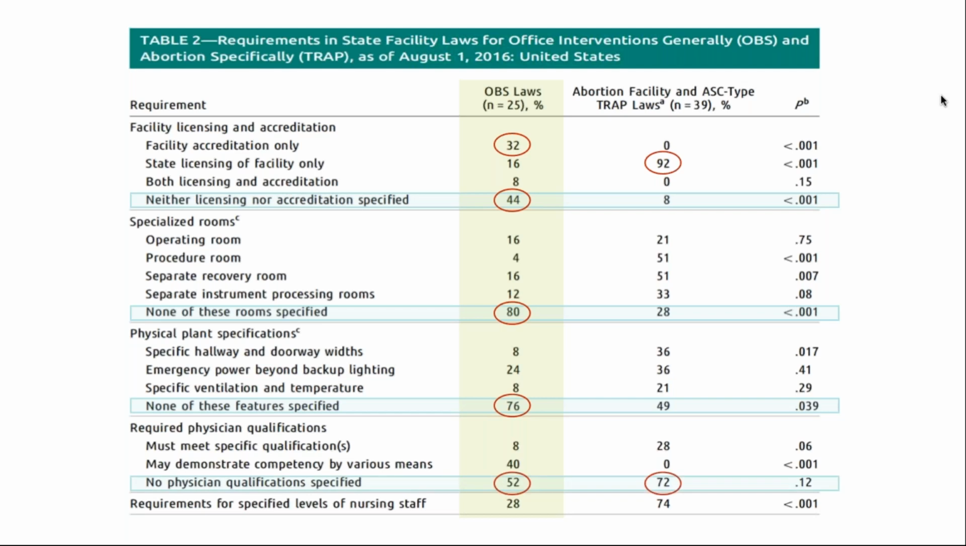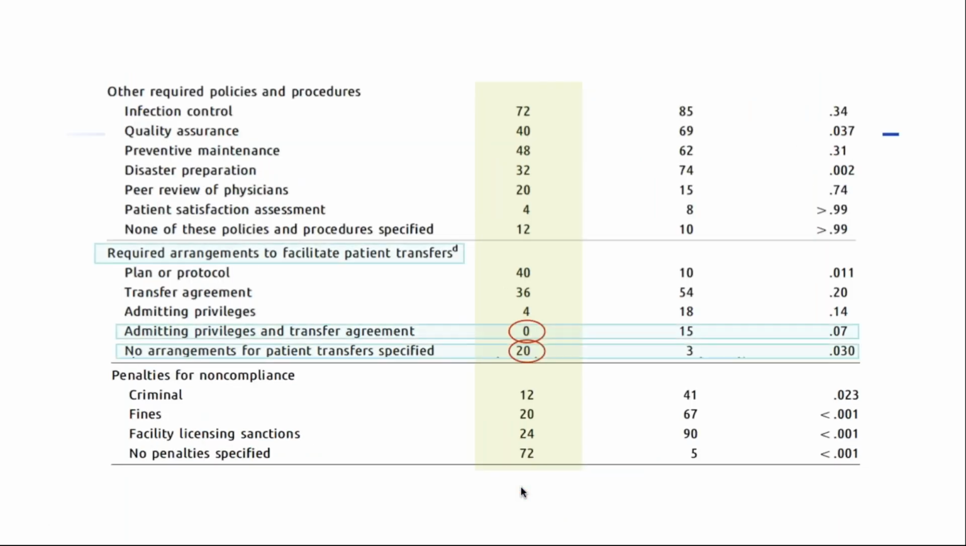In terms of physician qualifications, if you look at the office-based setting, no physician qualifications were specified in 52%, and in terms of nursing, 28%. In addition, if you look at required arrangements to facilitate patient transfers from the office, in terms of admitting privileges and transfer agreements, there was 0%, and no arrangements for patient transfers were specified in 20%. And in fact, there was a lack of penalties for office-based settings in 72%.